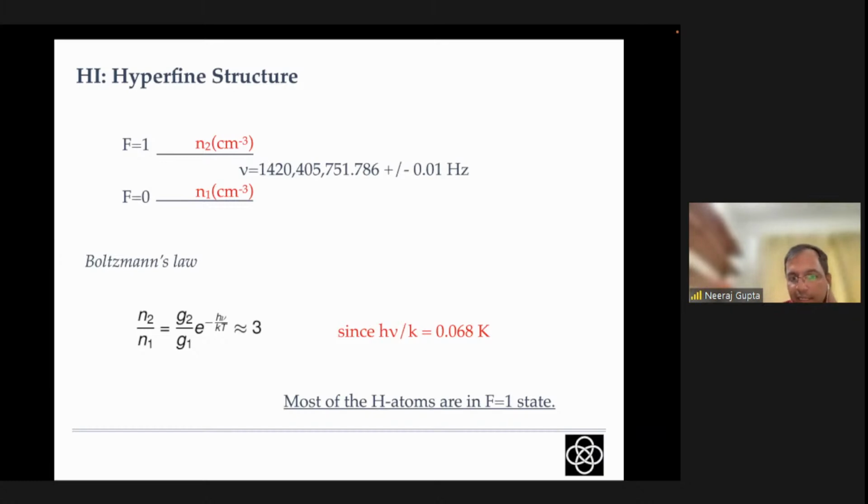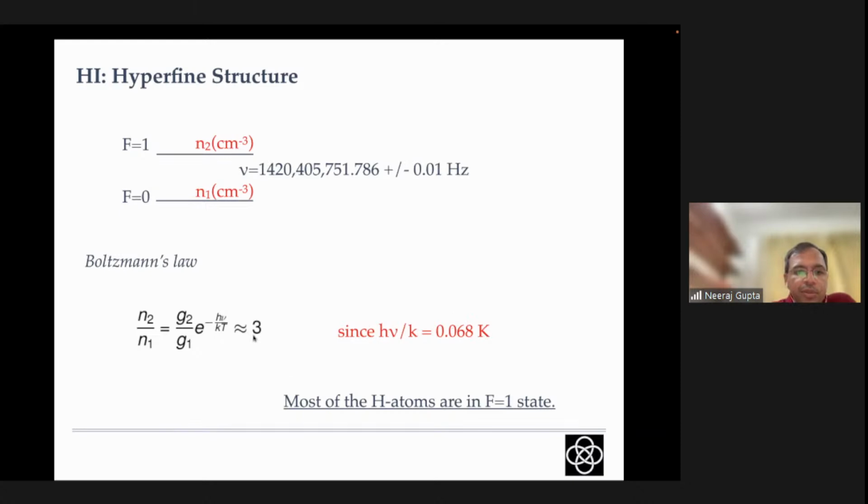If we have a two-level system like this, then we can represent the number of atoms in the excited state, level 2, and level 1, through the Boltzmann law, right? G2 and G1 here are the statistical weights, and in the exponential we have h nu by kT, where T is the temperature. If we estimate what h nu by k would be for the 21 centimeter line, plugging in nu as 1420.405 megahertz, with h and k the fundamental constants, we find that this value is actually 0.068 Kelvin.